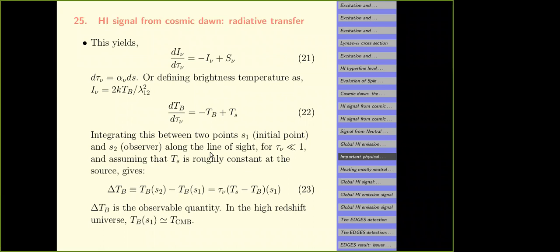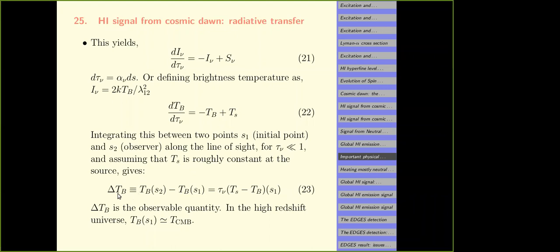And we also assume that TS is roughly constant at the source, which is generally a good assumption because it's a line radiation. Most of the radiation emanates from a single point or close to a single point for an observed frequency. So you can pull that TS out. TS doesn't evolve so fast. This gives you equation 23, and equation 23 is a master equation we use again and again.